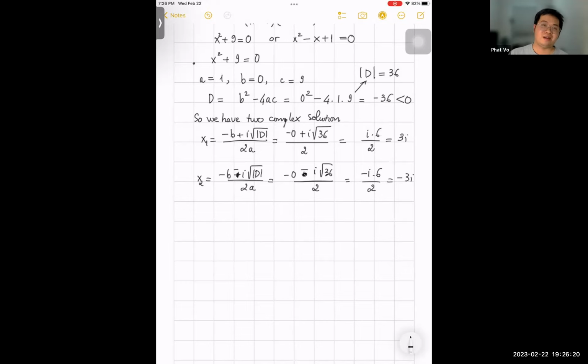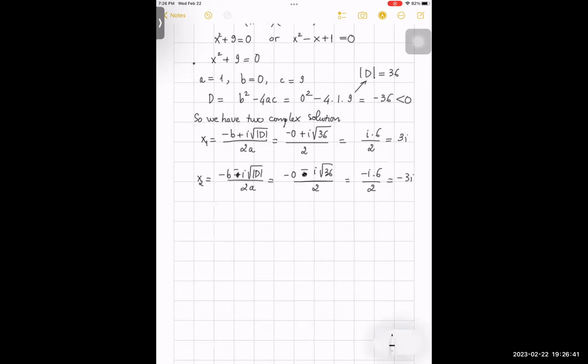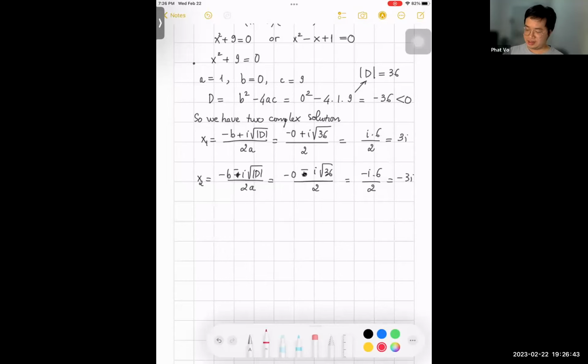Yeah, thank you, Chelsea. So yes, you can do it. Here I just want to show you how to apply the formula, but you can do it like this. This is faster than this one, but here is just the way you use the formula. Yeah, I did it for the second one, x squared minus x plus 1, the way that you just showed us. I just want to know if we were able to do it the other way.